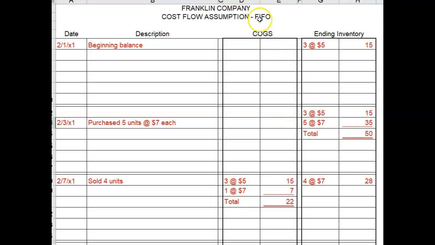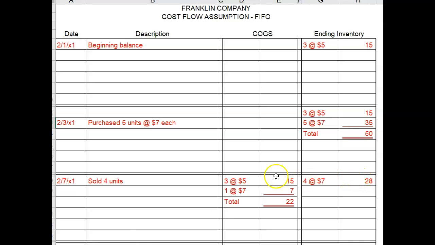Under the FIFO cost flow assumption, we took the cost of all the oldest items away. This whole layer is gone. And we took 1 unit out of this layer. So that leaves 4 items unsold from the $7 layer. 4 7s are $28.